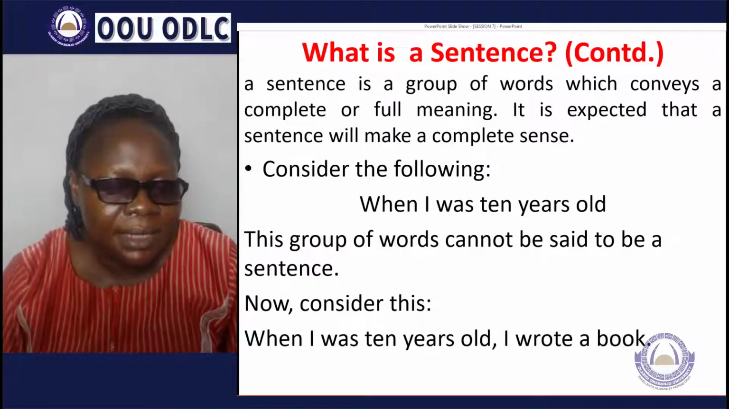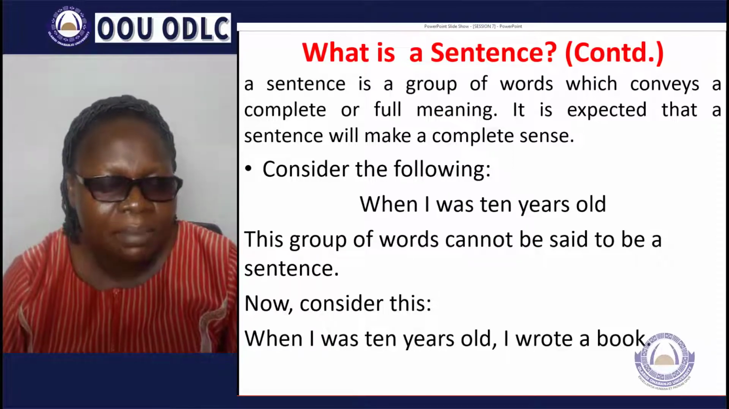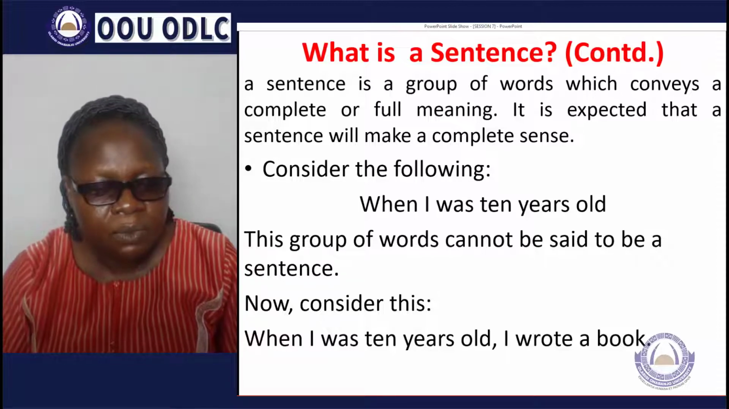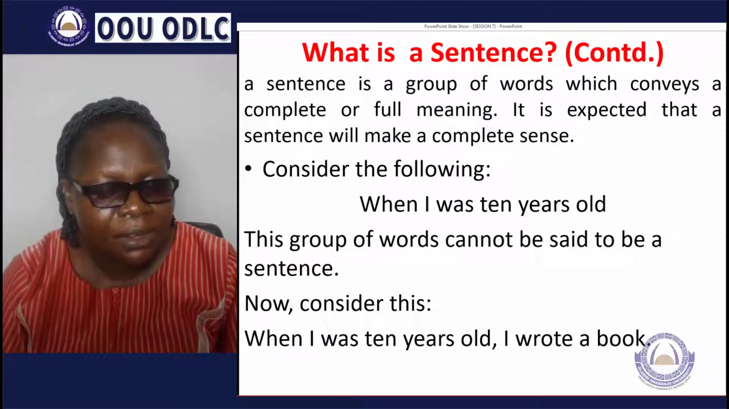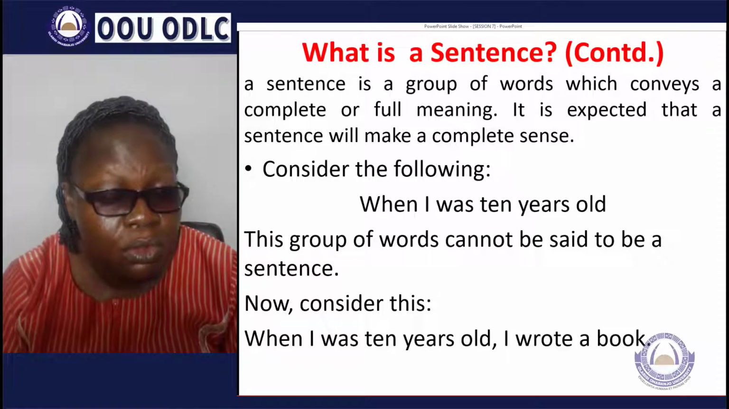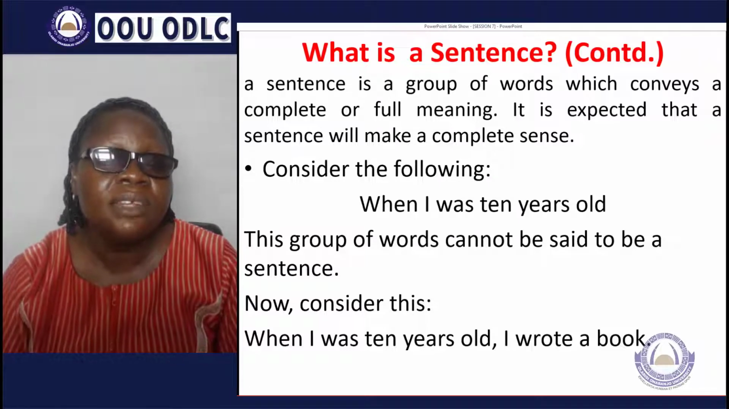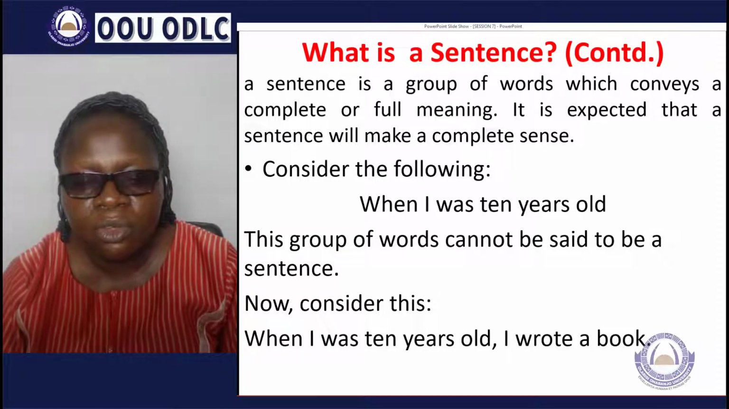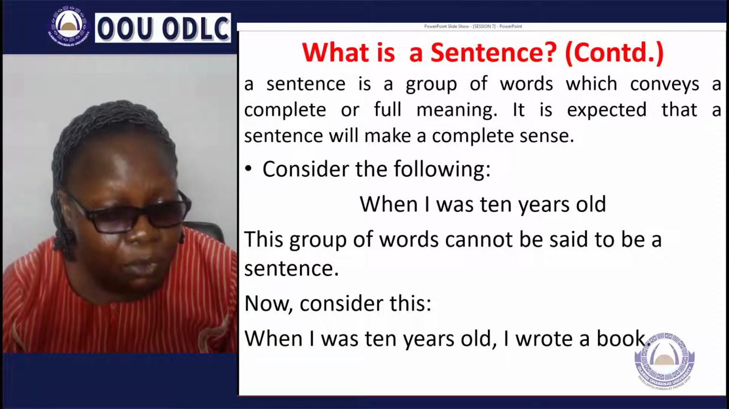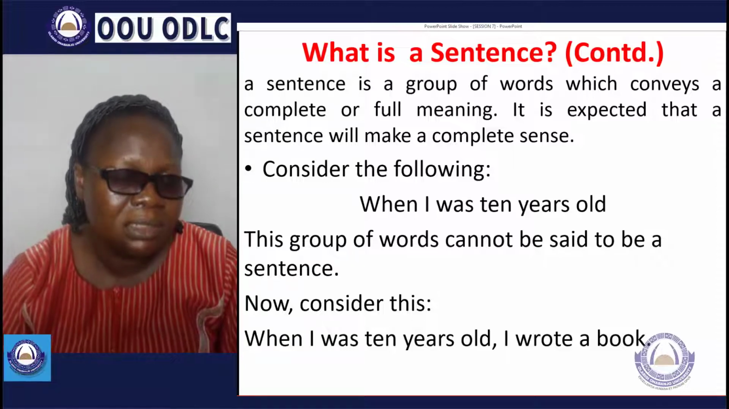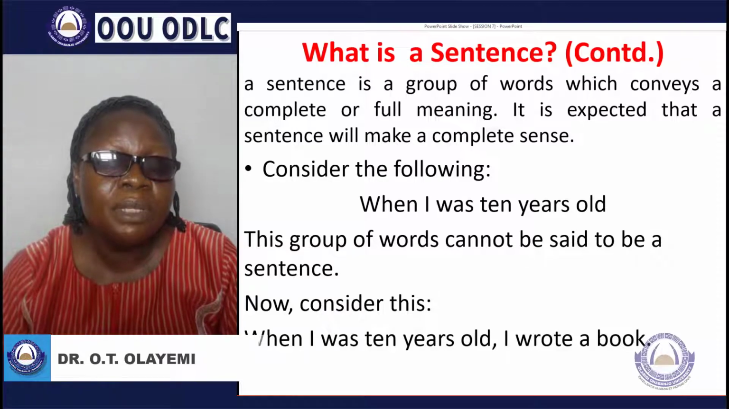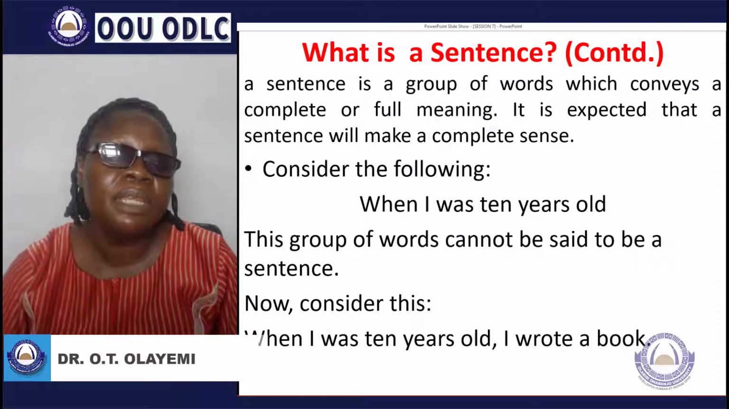So, a sentence must be able to convey a complete thought or meaning. This group of words, when I was 10 years old, cannot be said to be a sentence. And so, if you put a full stop at the end of that expression, you have made a mistake, because the sentence that must attract a full stop must be a sentence that conveys a complete meaning.